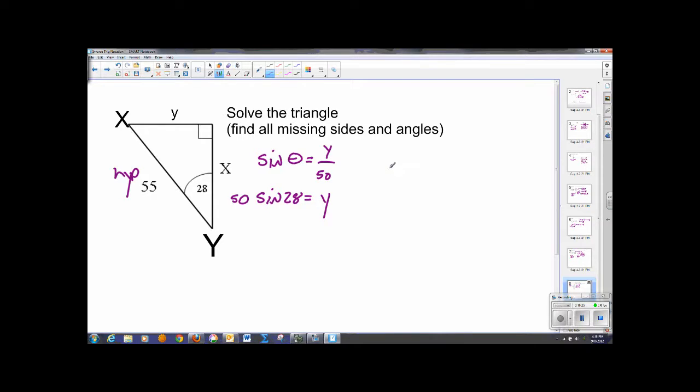If we're asked to find the x value, well then I could take the cosine of 28 equals the adjacent x over the hypotenuse 55, and thus 55 cosine 28 equals the lowercase x. Now if I want angle x, I just subtract from 90 degrees, and 90 minus 28 gives me that value of 62 degrees, and that basically solves the triangle for me.